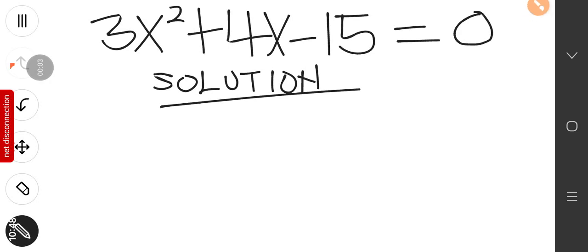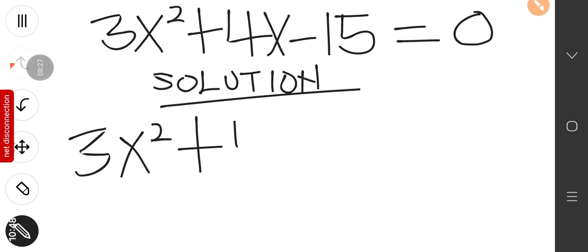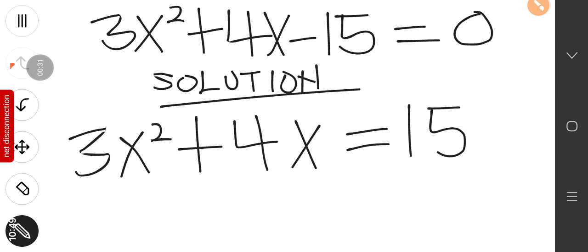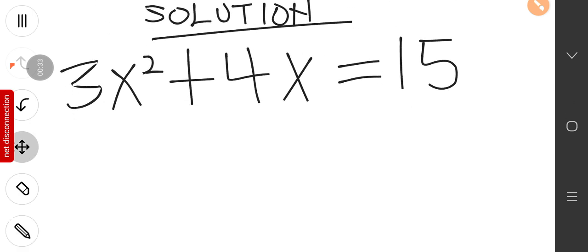So we have 3x squared plus 4x minus 15 equals 0. Now 3 is known as the quadratic coefficient, 4 is known as the linear coefficient, and 15 is the constant. To solve this question, we move the constant to the other side of the equation, okay? So our equation becomes 3x squared plus 4x equals 15. So this is the first thing we do.